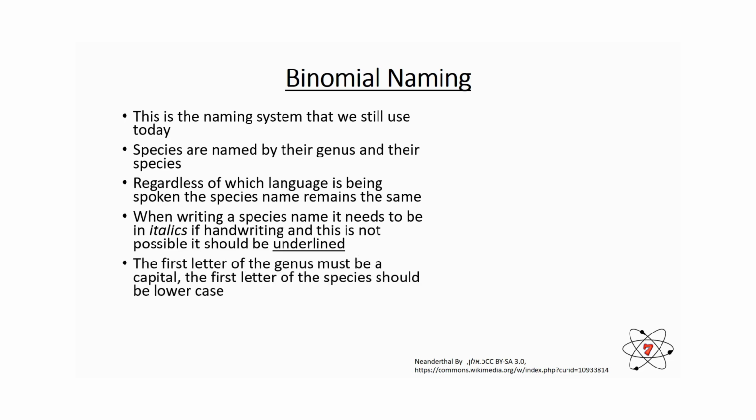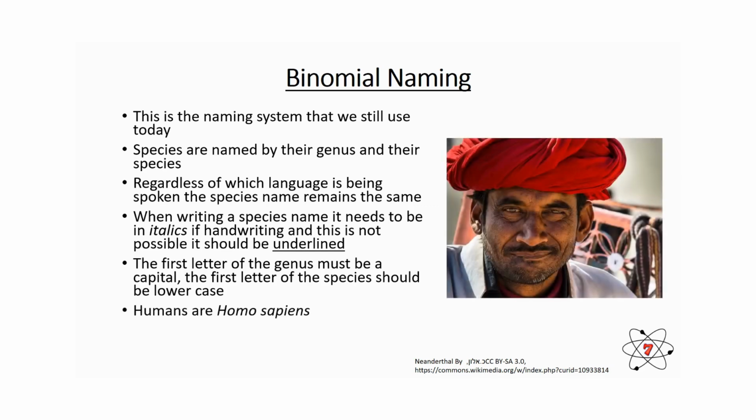Now, the first letter of the genus must always be a capital letter, but the first letter of the species should be a lowercase letter. So remember, genus, species. First letter of the genus, capital. First letter of the species, lowercase. So let's think about humans as an example. We are Homo sapiens. Homo is our genus, has a capital H. Sapiens is our species, has a lowercase s. Our binomial name is Homo sapiens.